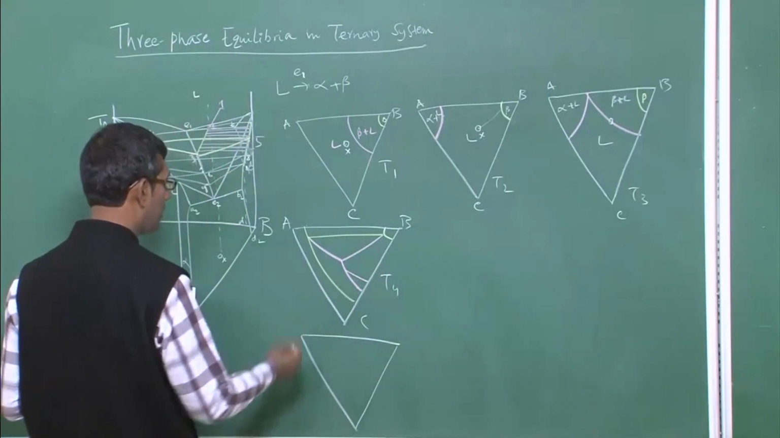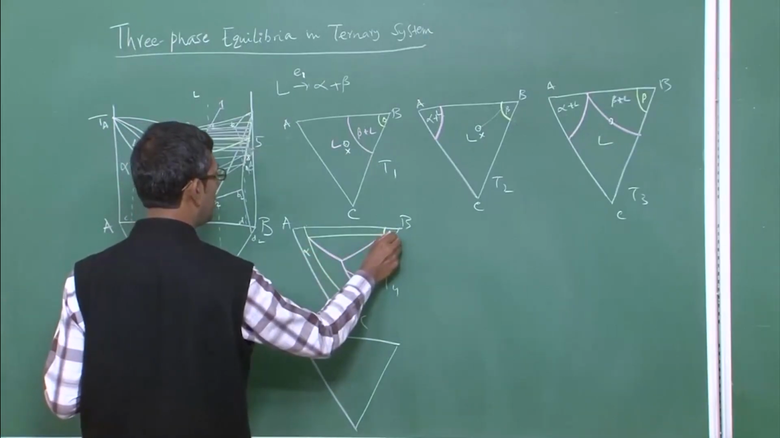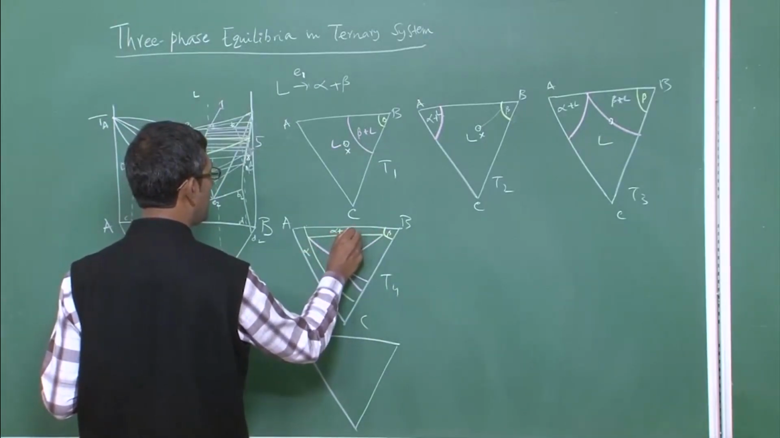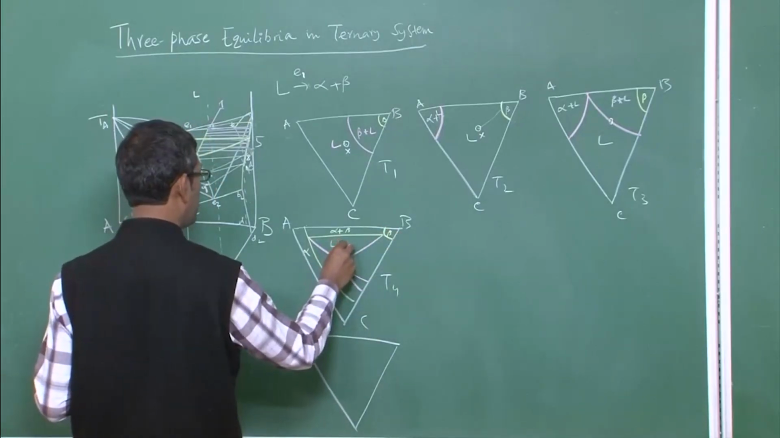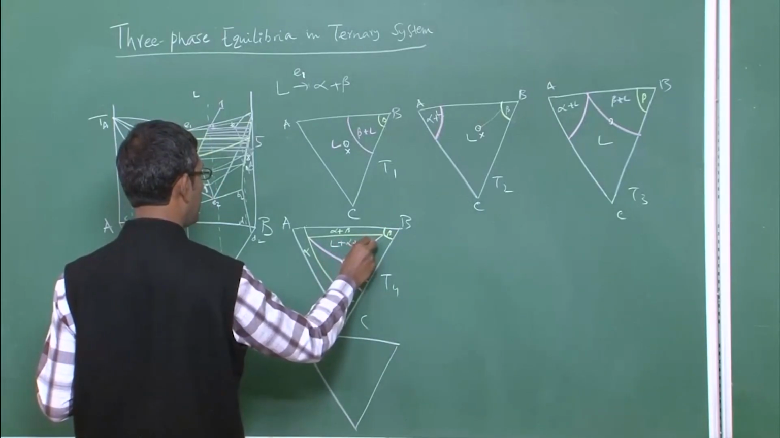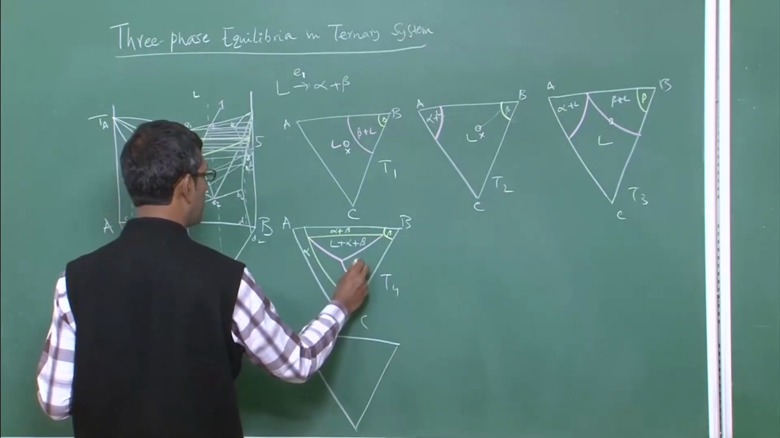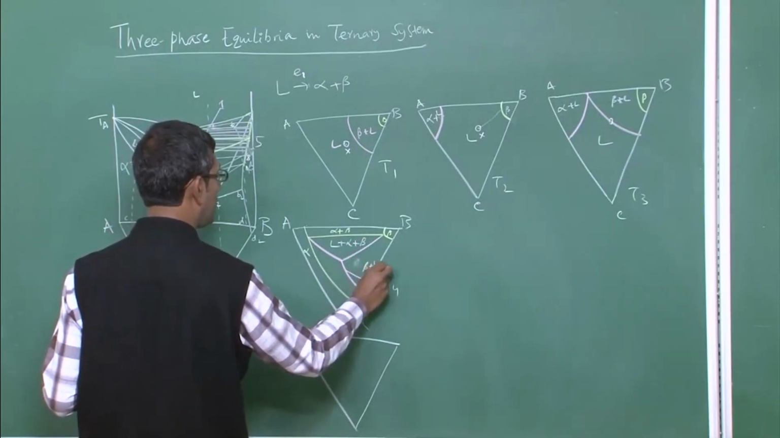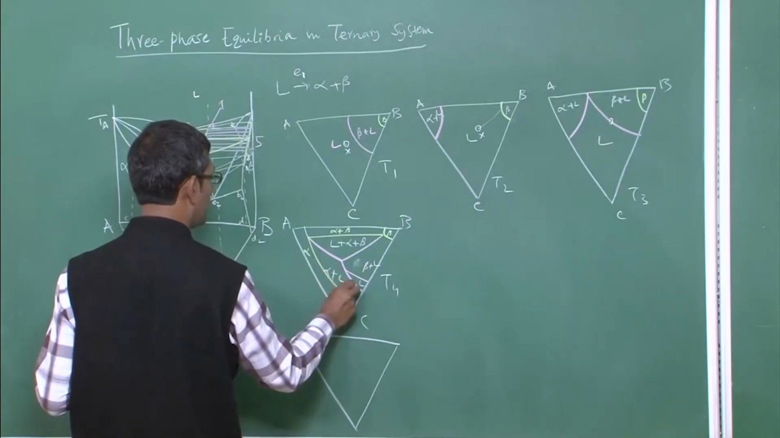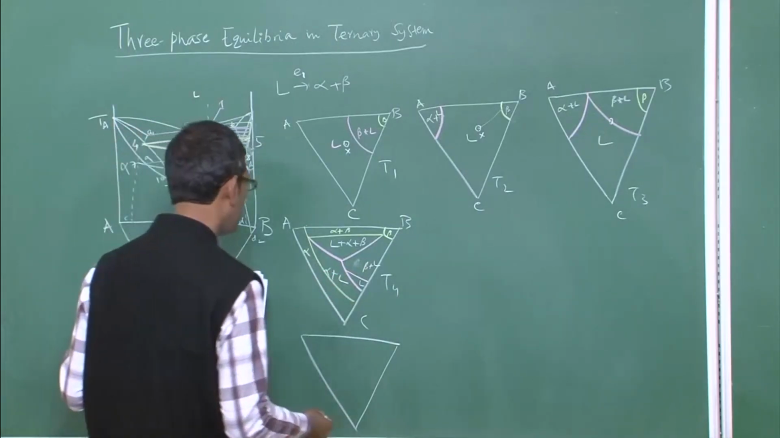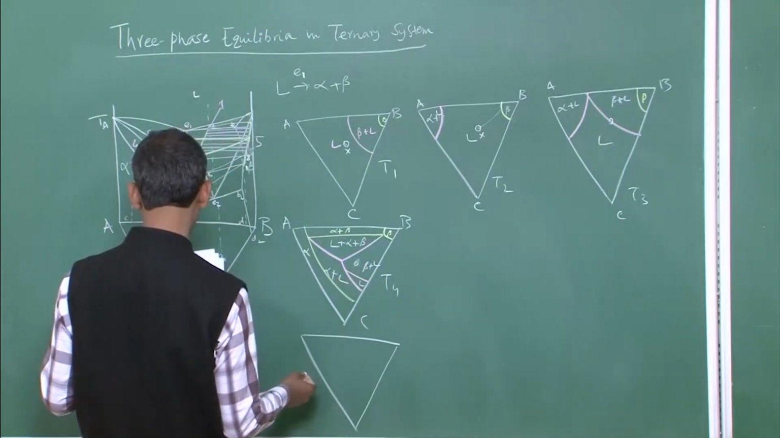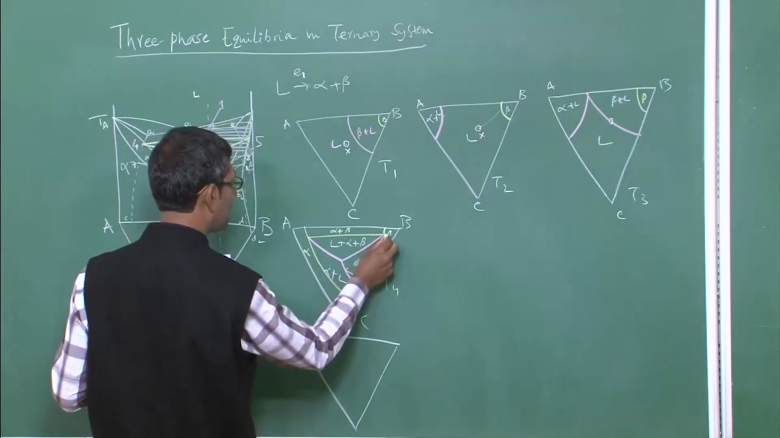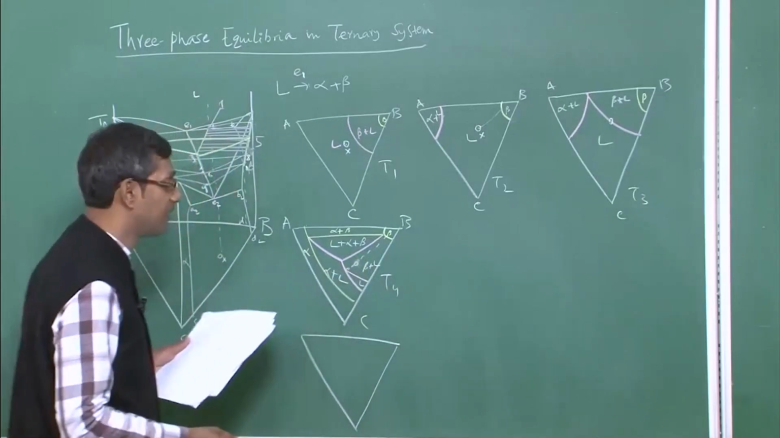So, this is my alpha, this is my beta, alpha plus beta, liquid plus alpha plus beta, liquid plus beta, and alpha plus liquid. And what is my composition here? Okay. So, you can actually join these two points like this.